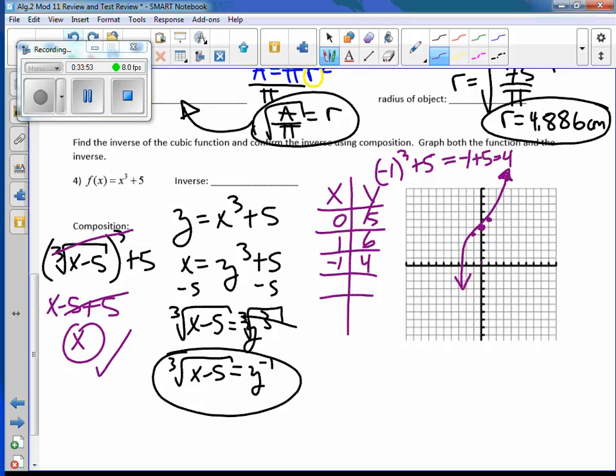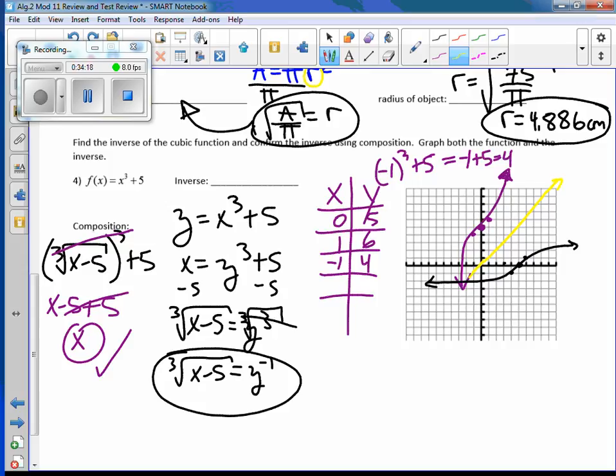Where's the inverse? Okay, so the inverse right here has a cube root of x minus 5, so that's going to shift it to the right 5 units. So that's going to be 1, 2, 3, 4, 5. All right, and if we change the dots and the points, okay, we get this.